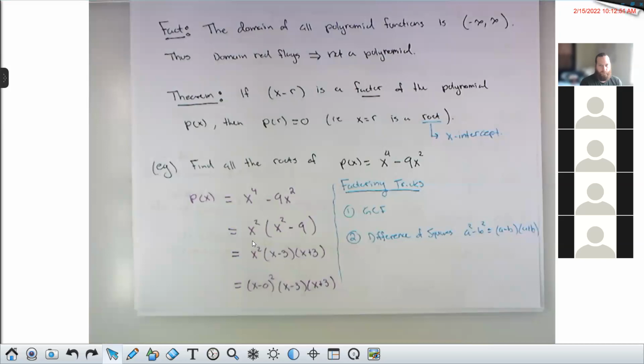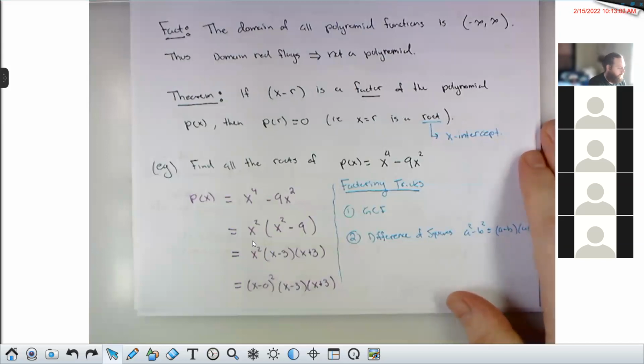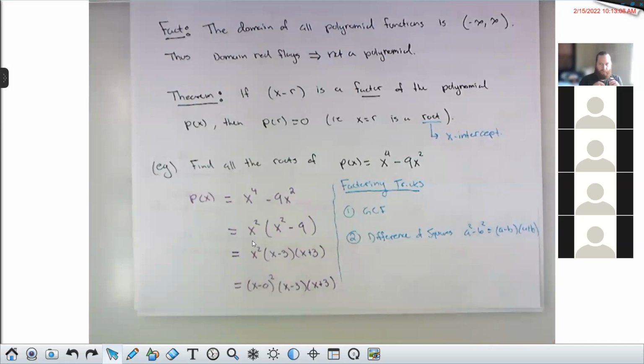So what are my roots here? X equals 0, x minus 0, and x plus 3. Let's see. I think the formatting, the language you used there changed a little bit. So 0 is certainly a root. X minus 0 is a factor, but I think you said x equals 0, right? And that would be correct.